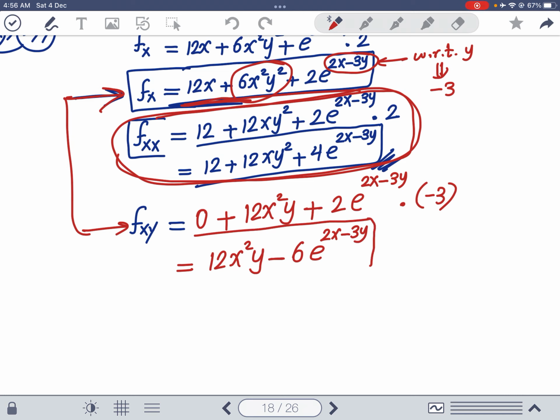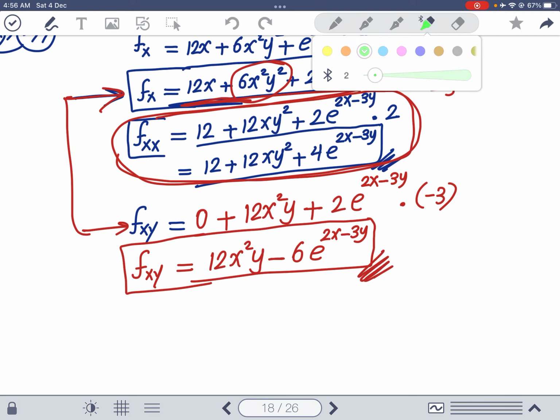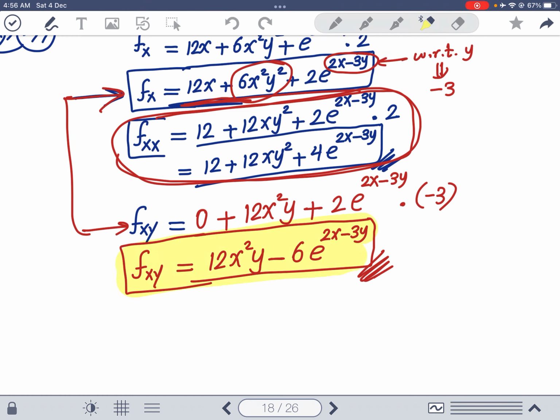So here, this is my fxy. Let me highlight it here. Let's highlight them with this color, fxy and fxx. Those are 2 of the 4.